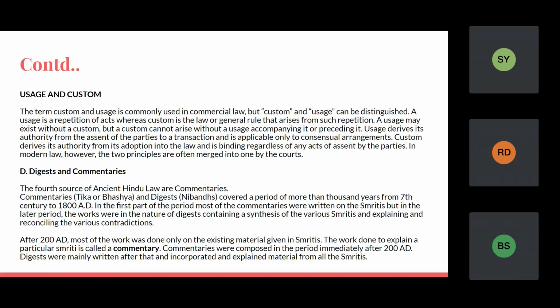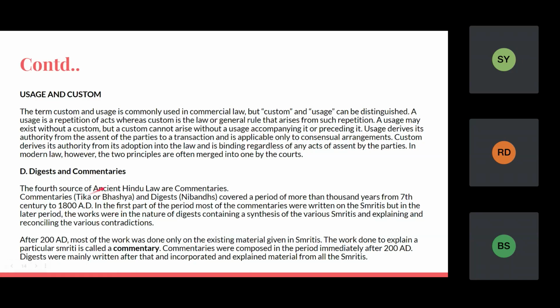In a simple sense, usage is what you are repeatedly doing, but custom is like a general rule or general law which has been coming since a very long period of time, and which satisfies all the essentials I have just told you. In modern law, however, the two principles are often merged into one by the courts.